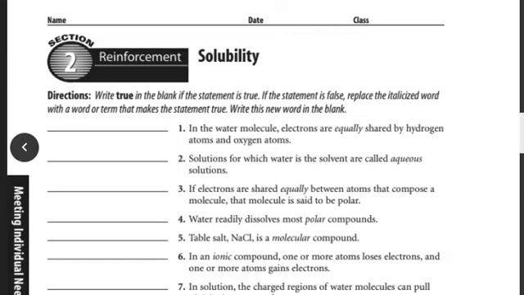In the water molecules, electrons are equally shared by hydrogen atoms and oxygen atoms. We'd say that's false because we know that it's not equally, it's unequally. That's why it's a polar molecule. Number 2, solutions for which water is the solvent are called aqueous solutions.